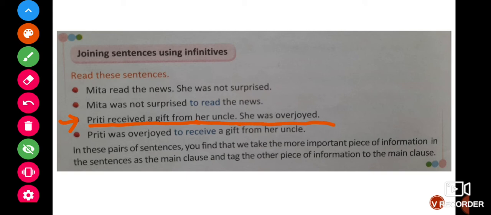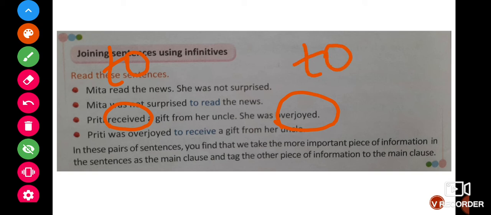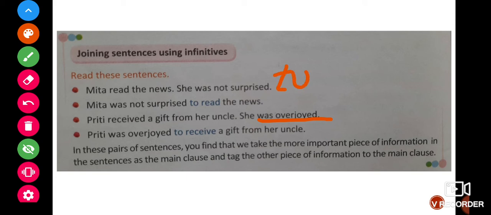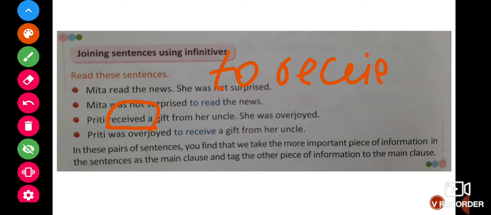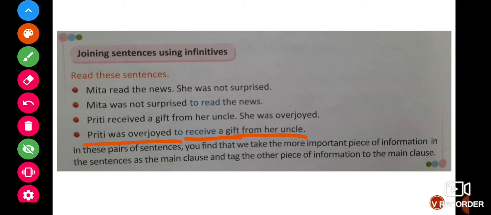She was overjoyed. Now here too we have two words, receive and overjoyed, and we have to decide whether to use to with received or to with overjoyed. So let us try. If we write to overjoyed, this does not make sense. This makes our sentence incorrect because she was too overjoyed is wrong. Let us try again. Receive a gift. So to receive a gift. Okay, now this makes sense. So we know that to will be used with receive. So this sentence will become Preeti was overjoyed to receive a gift from her uncle.